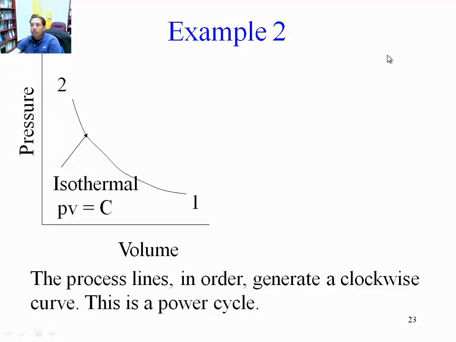From 2 to 3, we have an isobaric process. Now, how do we know it goes to the right? How do we know that 2 to 3 doesn't go to the left? Well, because we know that the process from 3 to 1 is an isentropic process. The process that closes is an isentropic process. And isentropic processes in the PV diagram have a slope that is larger than the slope from 1 to 2, that's the slope of an isothermal process.